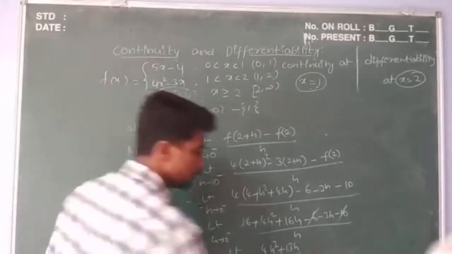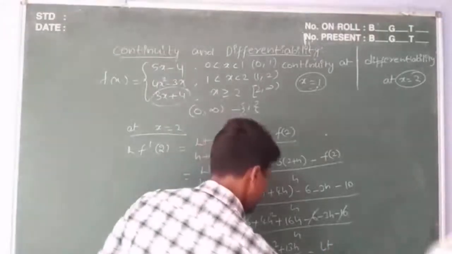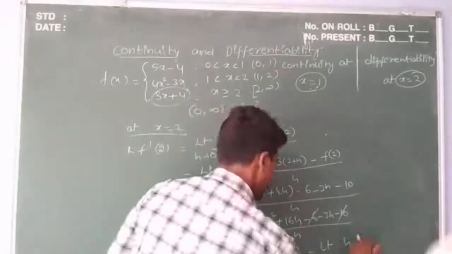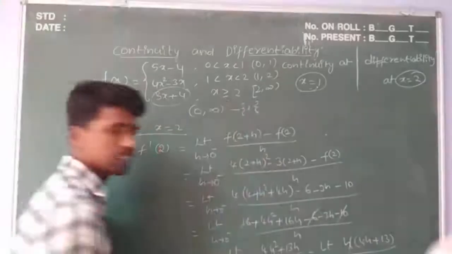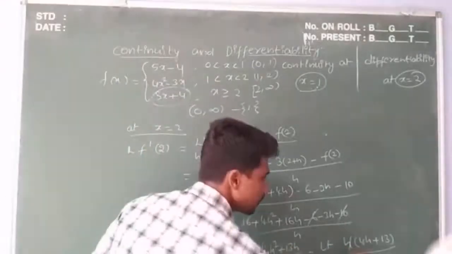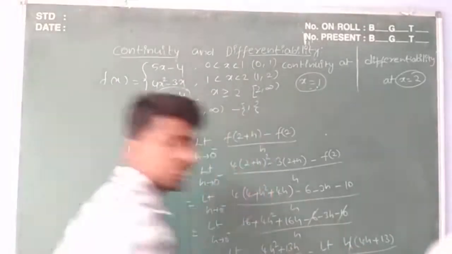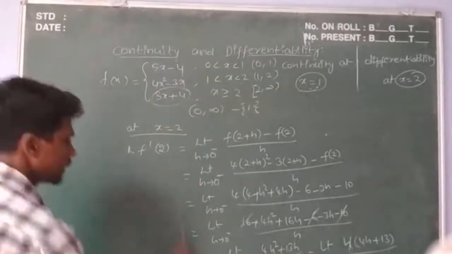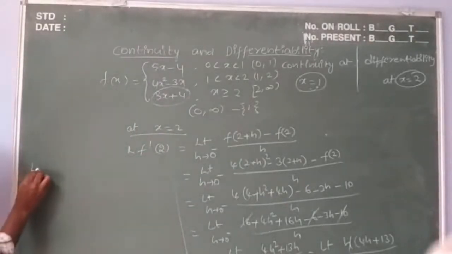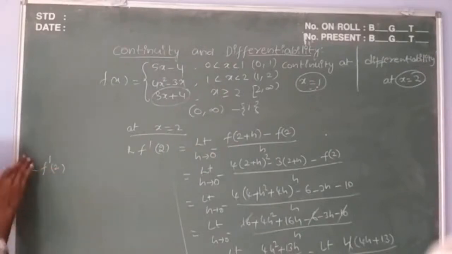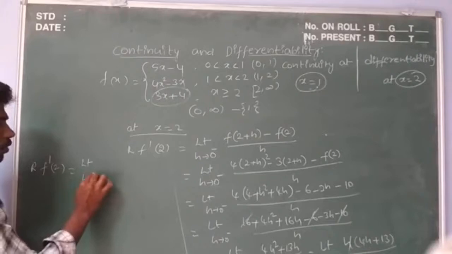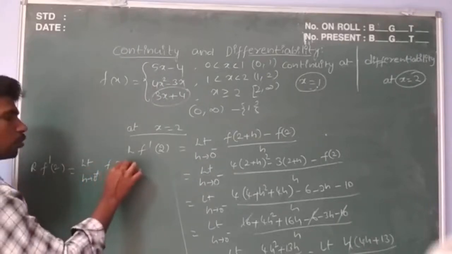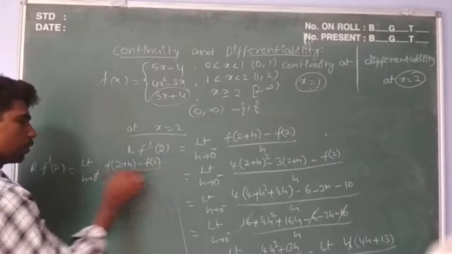I can take h common. Limit h tending to 0 minus h times (4h plus 13) by h. So h and h get cancelled. Substituting h value 0, 4 into 0 is 0. I got 13. Next, the right side: f dash of 2 from its right side, which is equal to limit h tending to 0 plus f of 2 plus h minus f of 2 by h.